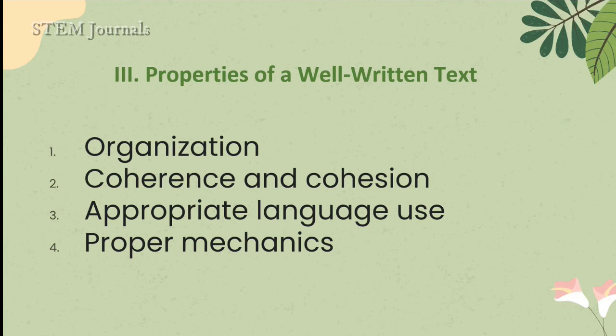Kung ang situation ba ay na binabanggit, for example, punctuation and spelling, alin dito yung, for example, meron siyang mga maling spelling, o alin dito yung wala siya sa properties of a well-written text. Is it organization, coherence, language use, or proper mechanics? Kapag may mga maling spelling and punctuation, saan siya dyan? Proper mechanics po.